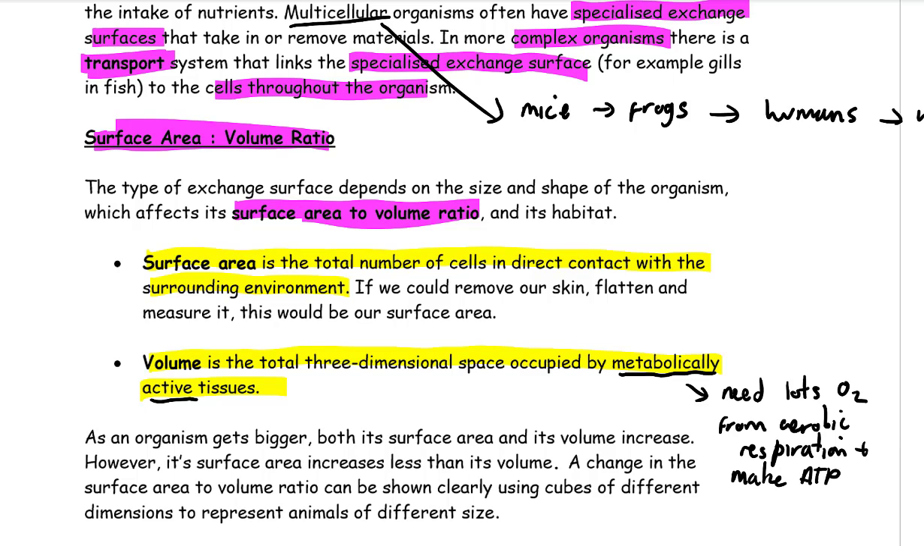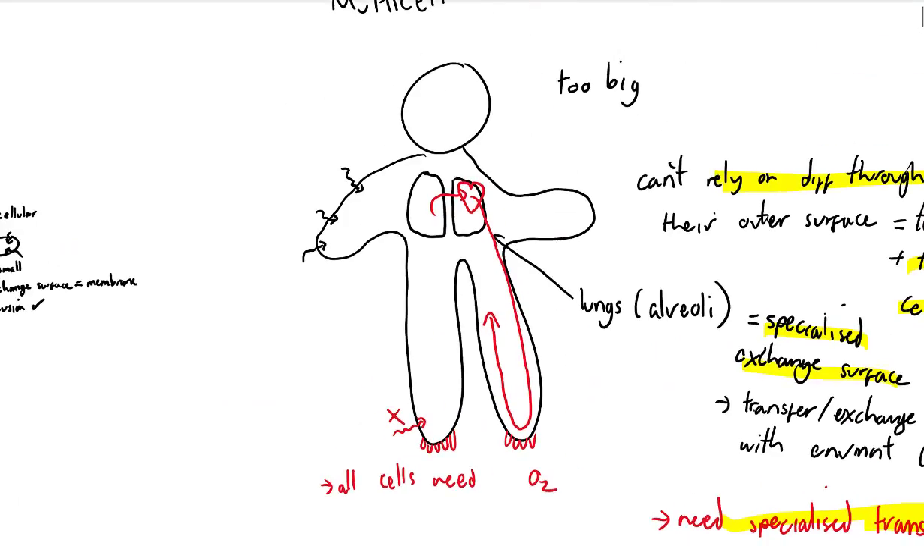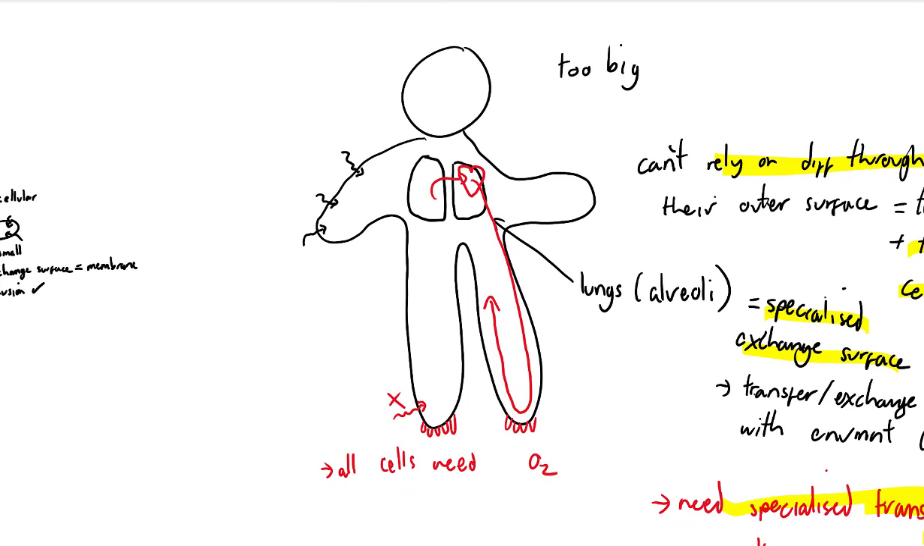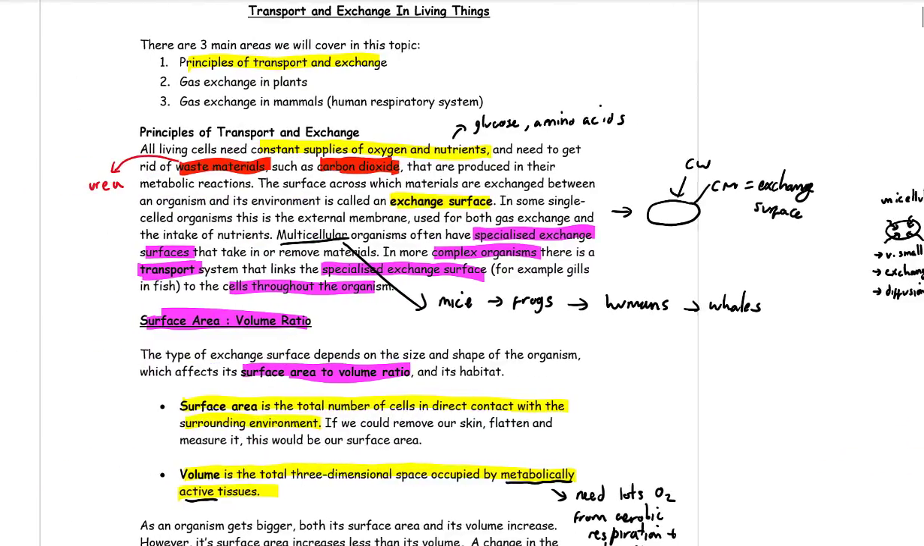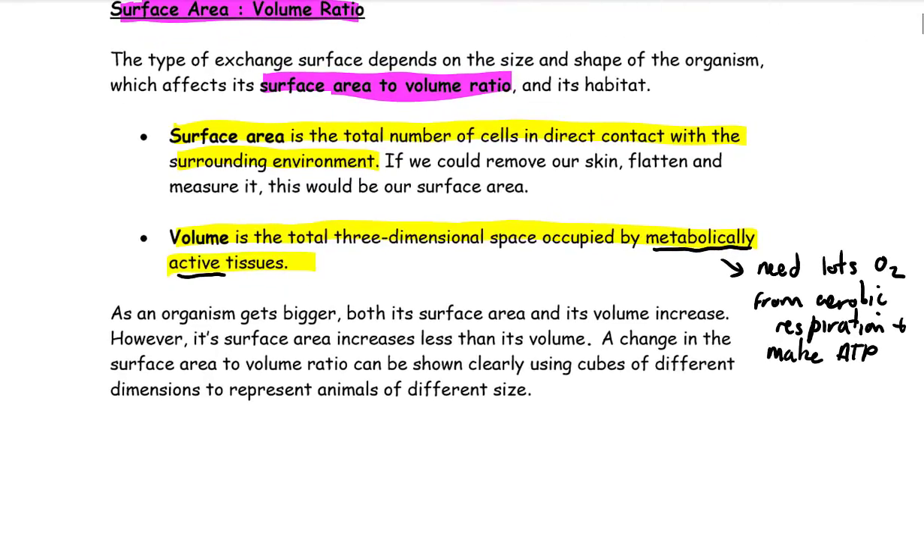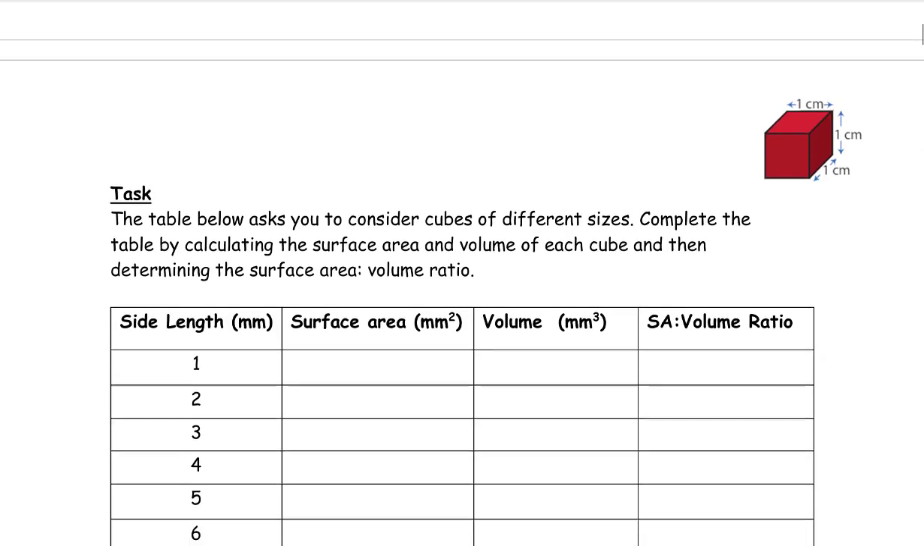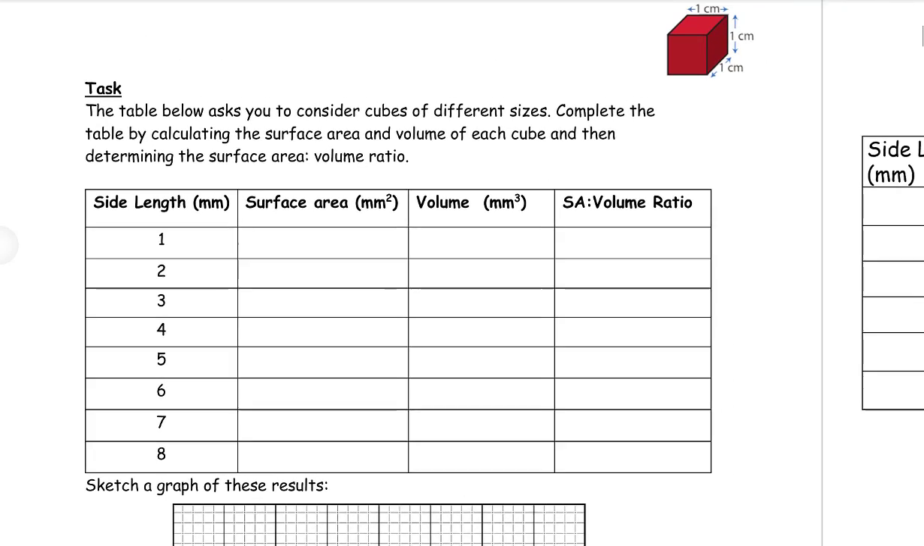Okay, so if we look at this, around the outside is the surface area, all the cells on the inside are the volume. Now, here's the thing, as the organism gets bigger, its surface area and its volume increase, but its surface area increases less than its volume. Now, to demonstrate this, you'll have looked at cubes.